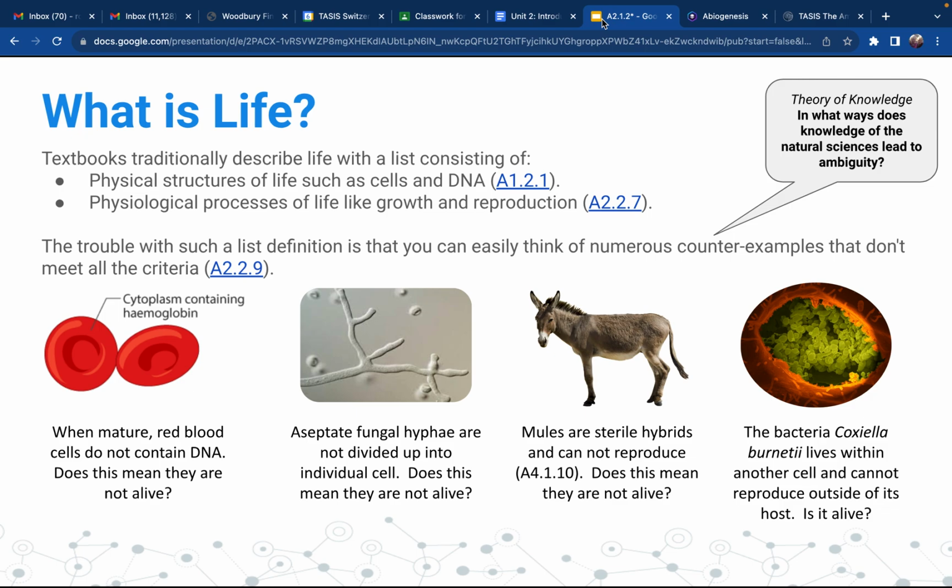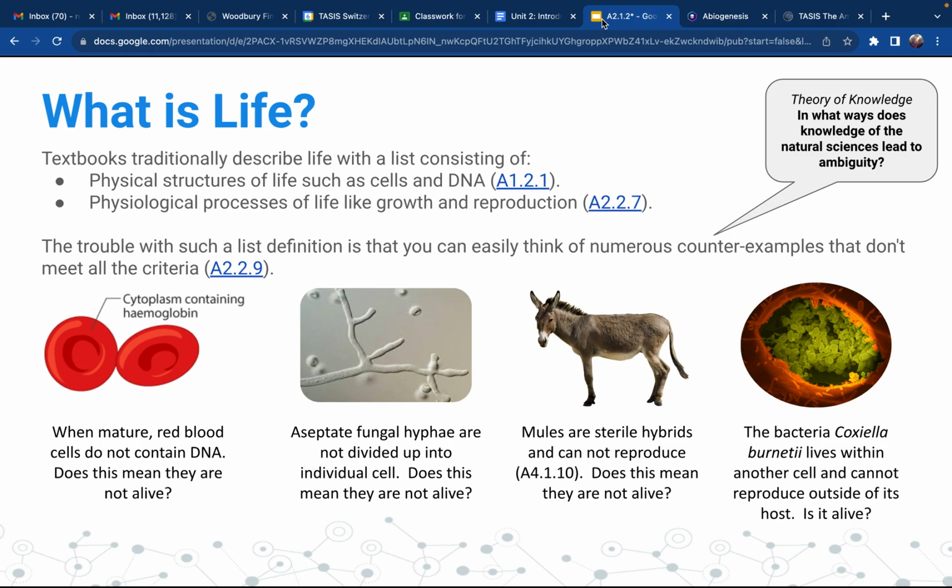We know that mules present some challenges for our definition of what life is. A mule is a hybrid, right? It's definitely alive. It eats, it grows, it reacts, it excretes, but they're sterile, right? They're not technically a species. And I'm sure you've heard of ligers or tigons or zebroids. They fall into this as well.